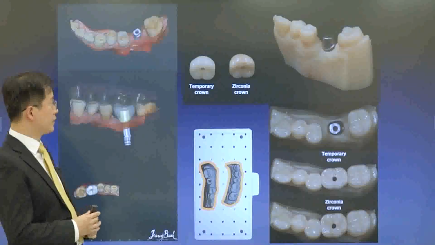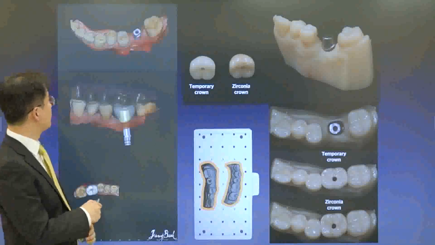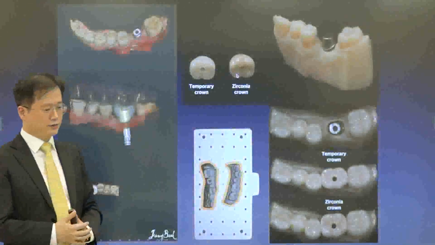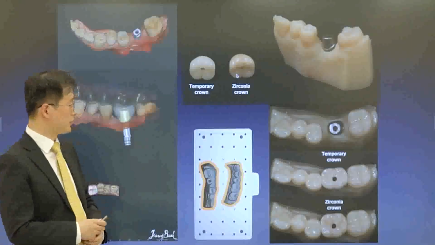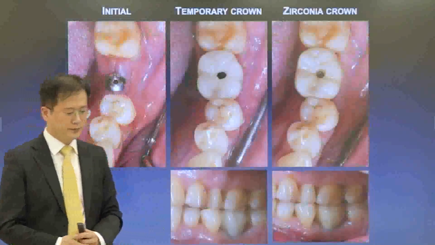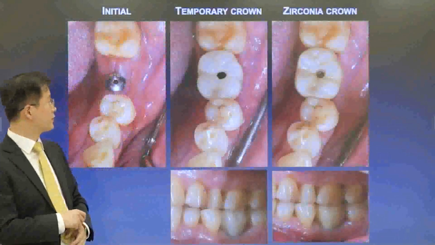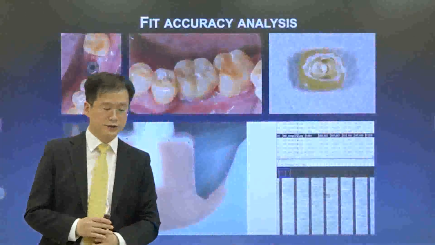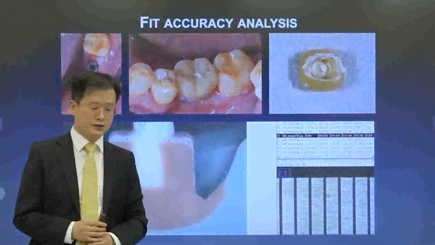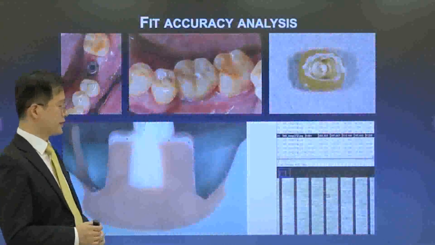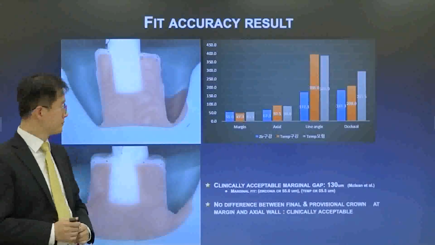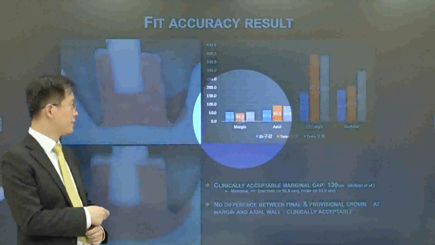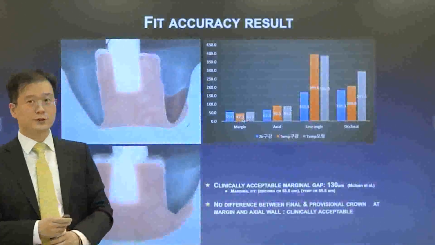After acquiring data with scan bodies, we can design and manufacture restorations and models with a 3D printer. These are photos of restorations, provisional and final restorations. The clinical accuracy, the fit accuracy, is good enough for clinical application. Marginal fit was around 40 to 50 microns.